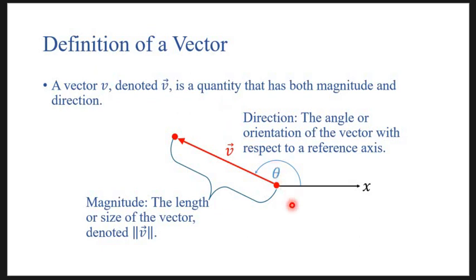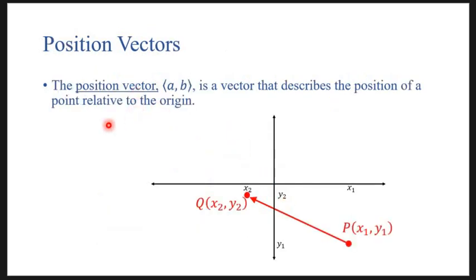So now let's define what a position vector is. The position vector, which is represented by angle brackets around the two components A and B, is a vector that describes the position of a point relative to the origin. So here we have a vector, but this is not a position vector because it doesn't represent the position of Q with respect to the origin. It represents the position of Q with respect to P.